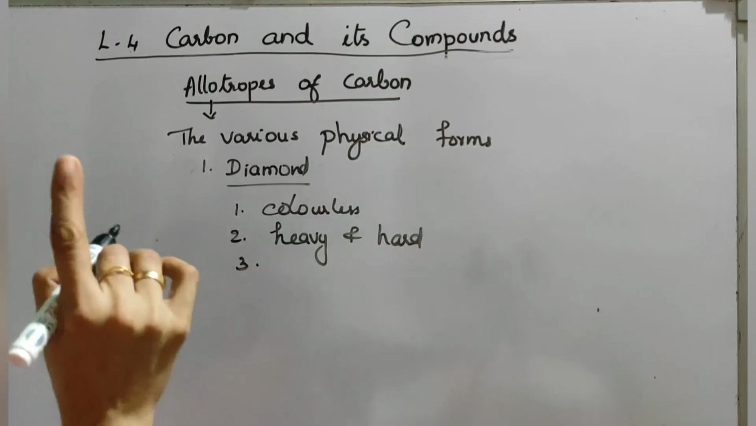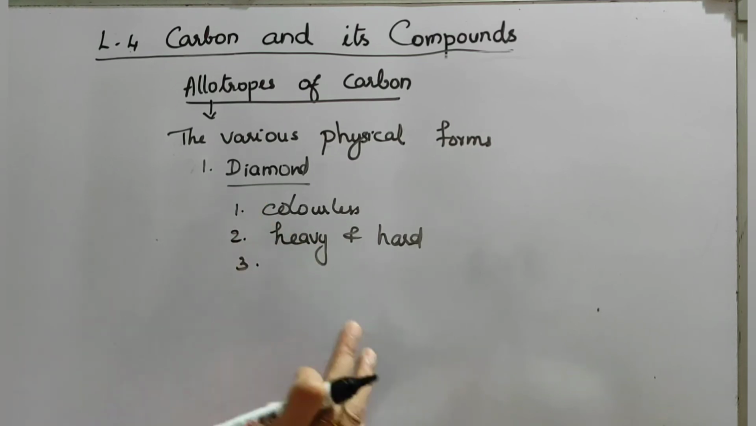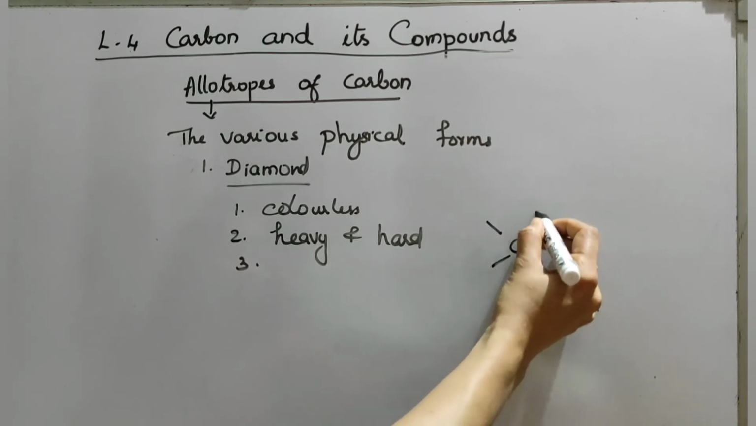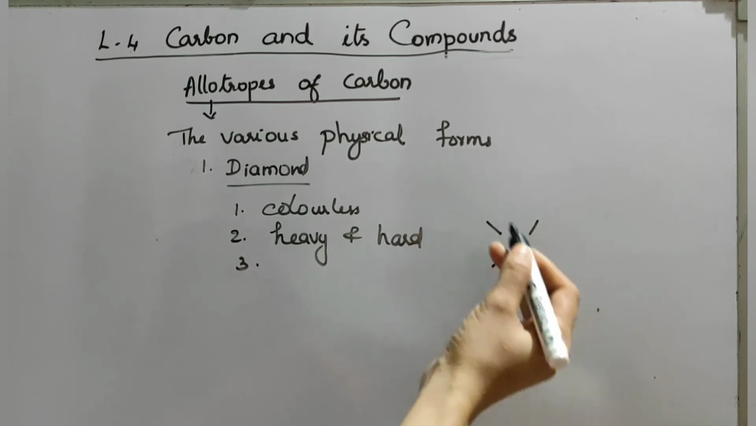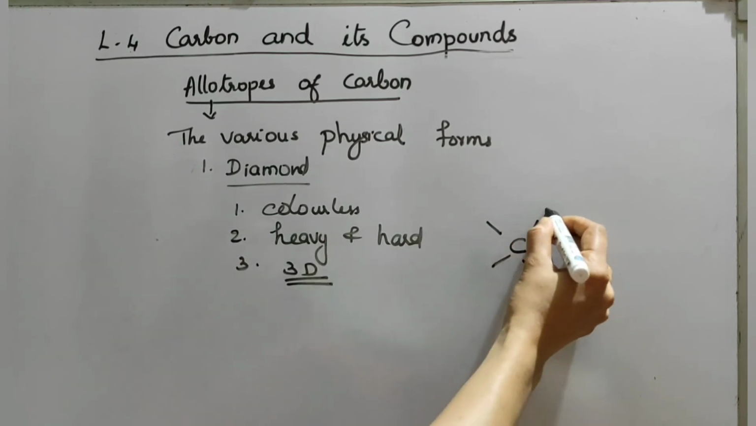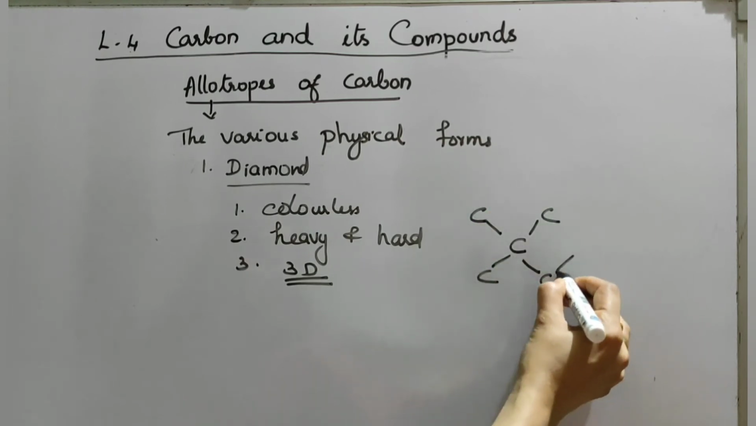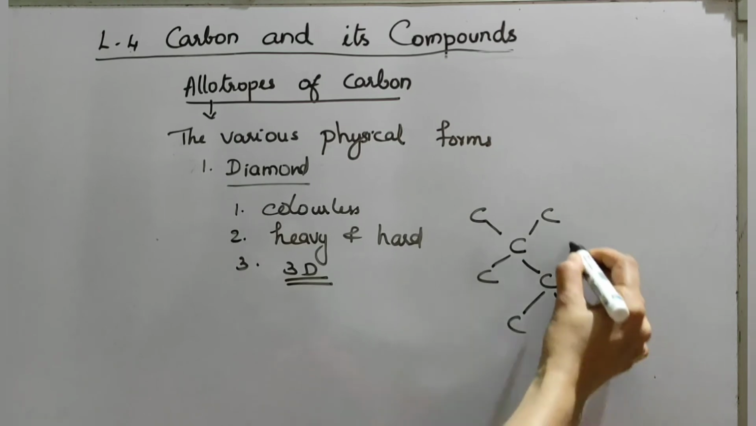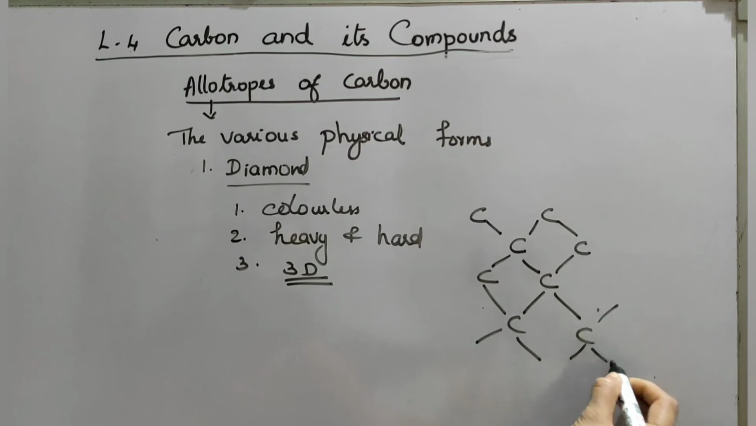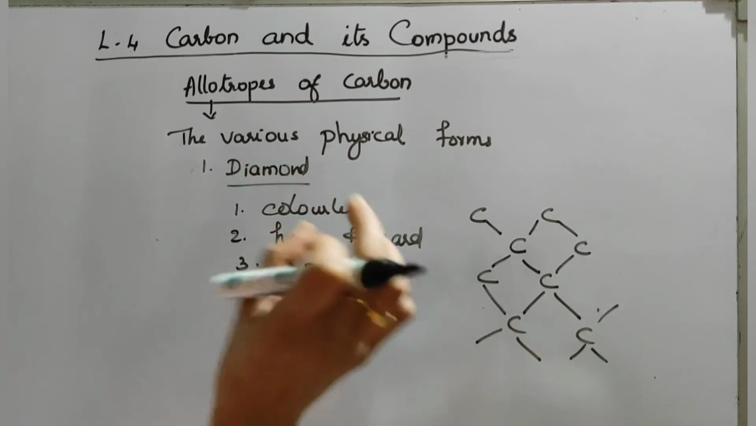Third one, very important thing: in diamond each carbon atom is bonded to 4 other carbon atoms, forming a 3-dimensional structure. Each carbon atom is bonded to 4 other carbon, and these are also bonded to 4 other carbon like this. So they form a 3-dimensional structure. Because of this structure, diamond shows extraordinary brilliance.